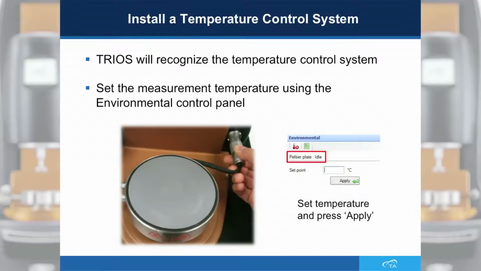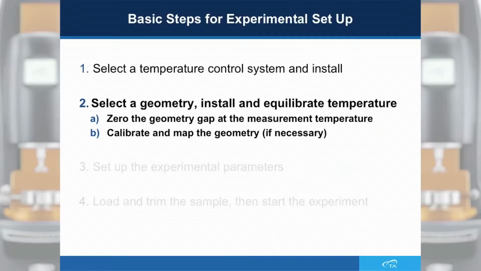Trios will automatically recognize the temperature control system. Confirm the temperature system connection within Trios under the environmental control panel. Here we connected the Peltier plate, so the display reads Peltier plate idle. Go ahead and set the temperature and press apply. Now the temperature control system has been installed and the temperature has been set.